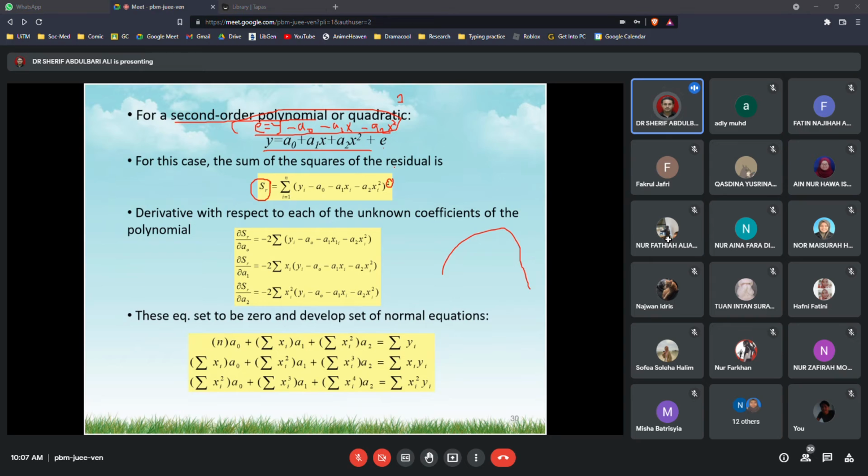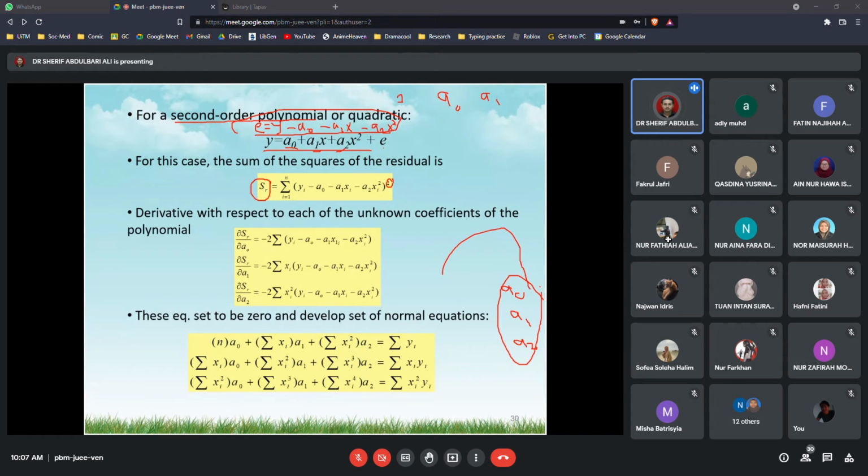Okay, the only difference from what we have done previously is how we can get all the unknowns. Previously, for fitting the straight line, the equation only had the intercept and the slope. Here we are going to add unknowns: a0, a1, and a2. So how are you going to find a0, a1, and a2? How are you going to find these three values?